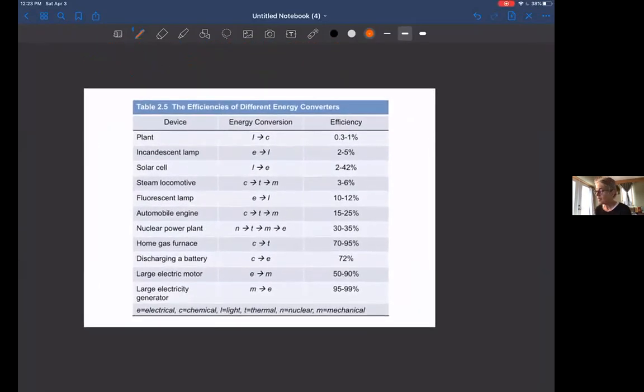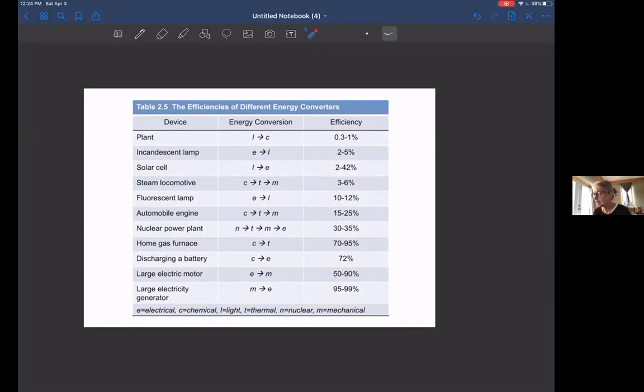So for example, a plant converts light into chemical energy. And notice that its efficiency is not that great. So a lot of that light doesn't get put right into chemical energy, it is lost. But if you compared that to, say, for example, a solar cell, which is right here, this is actually more efficient. So we've learned something about how to create more efficient conversions of light to electricity. So depending upon the type of solar cell, it could be up to 42%.